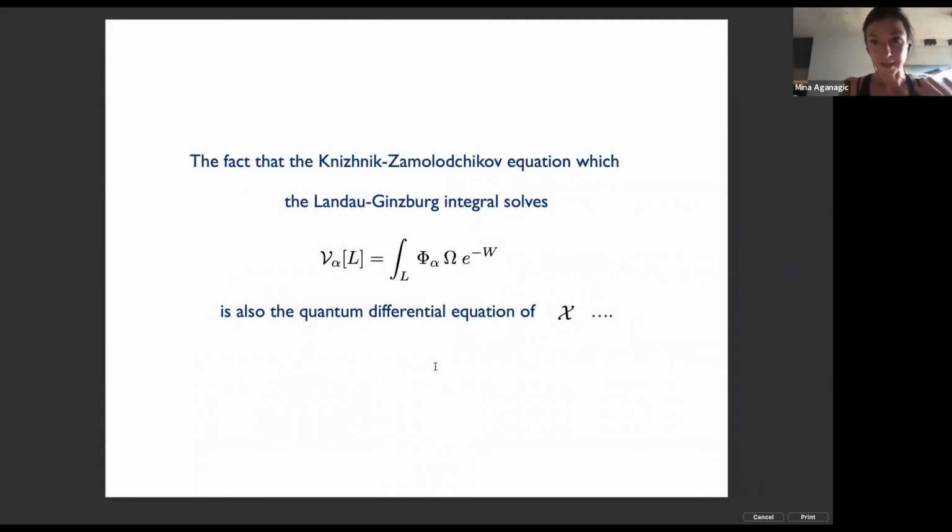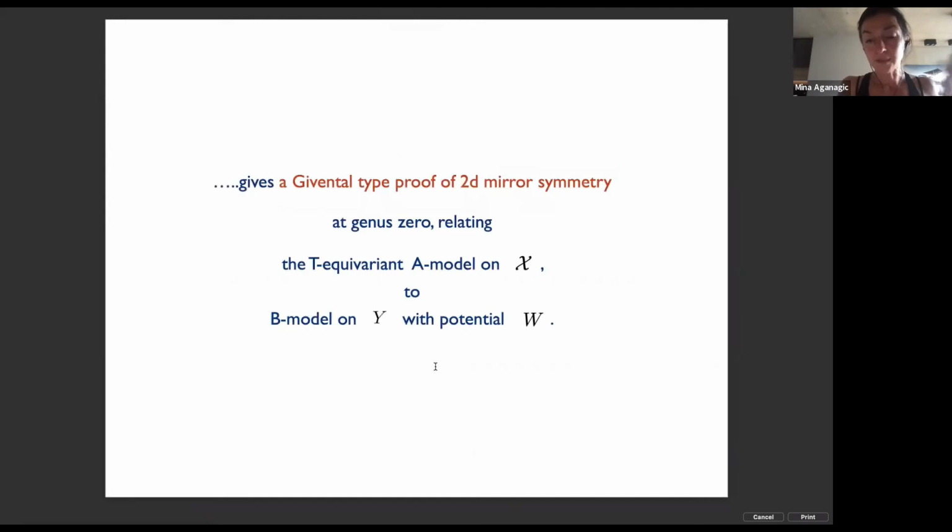The fact that the KZ equation that the Landau-Ginzburg integral solves is also the quantum differential equation of X gives a Givental type proof of two-dimensional mirror symmetry at genus 0, relating the T equivariant A model on the big X and the B model on Y with potential W.